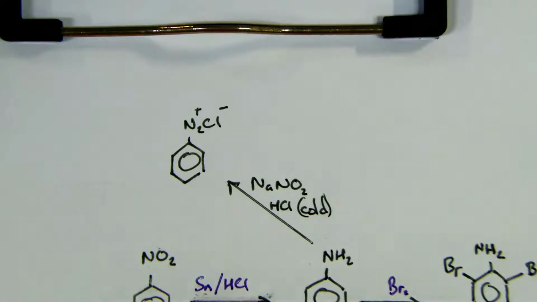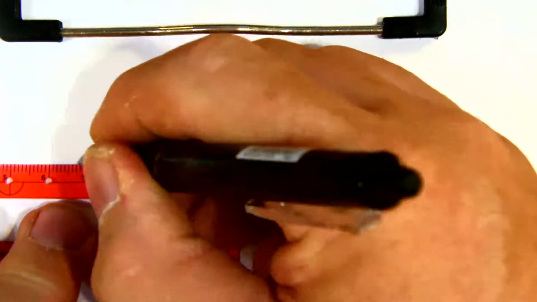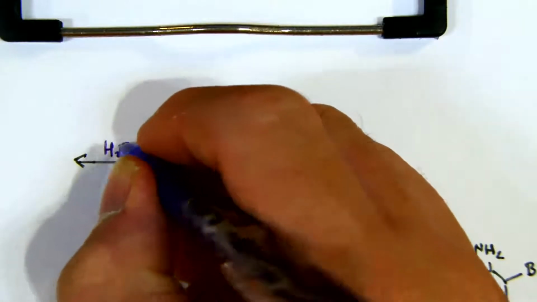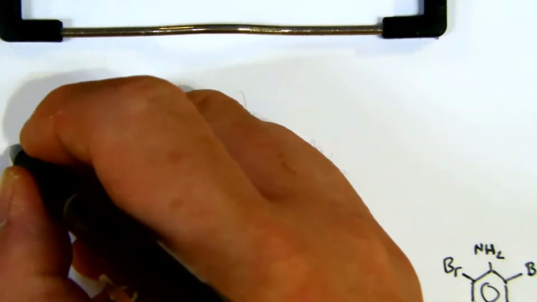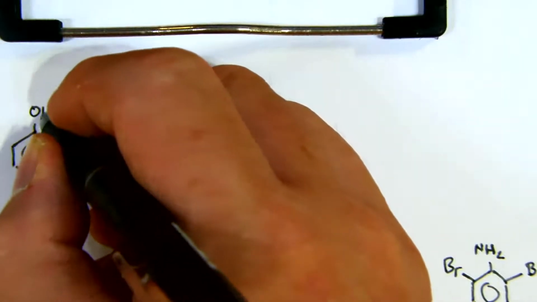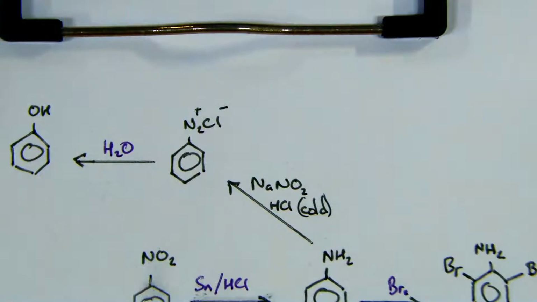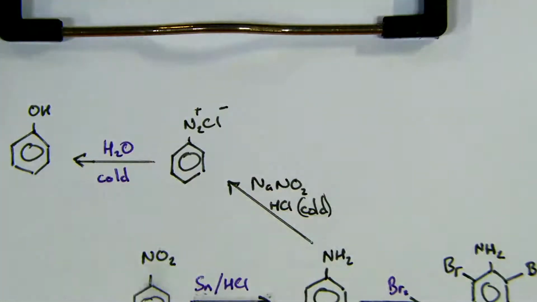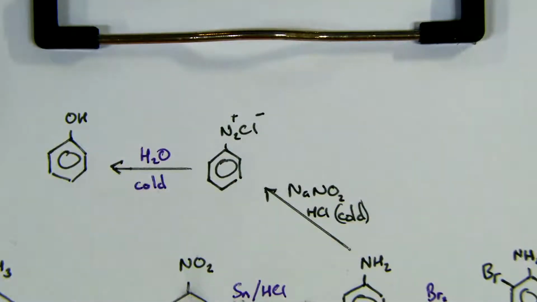And then if we add water to this, there I've made my phenol. And again, that would have to be kept cold to do that. So it's a long way round trying to make my phenol. Trying to get the phenol from benzene is a much longer route.